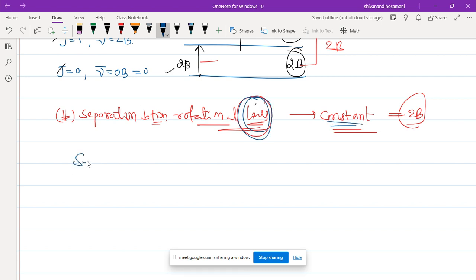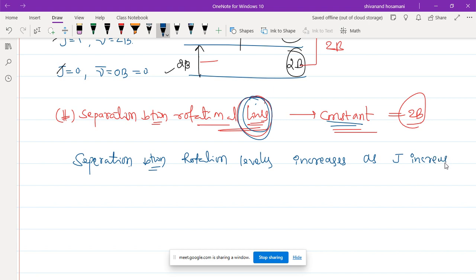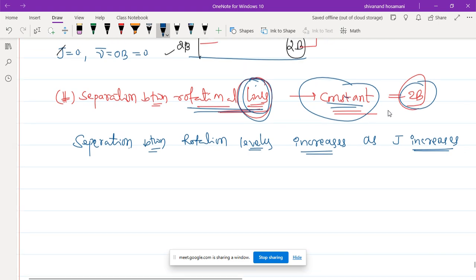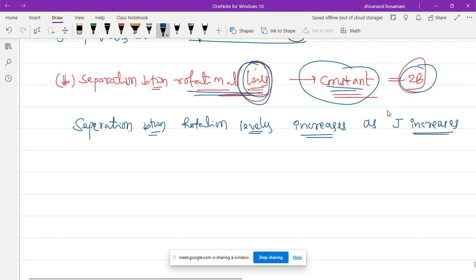It is the same thing: separation between rotational levels increases as J increases. Is that clear? Levels increase as J increases, but rotational lines are always constant, equal to 2b. So this is what happens in a rigid diatomic molecule.